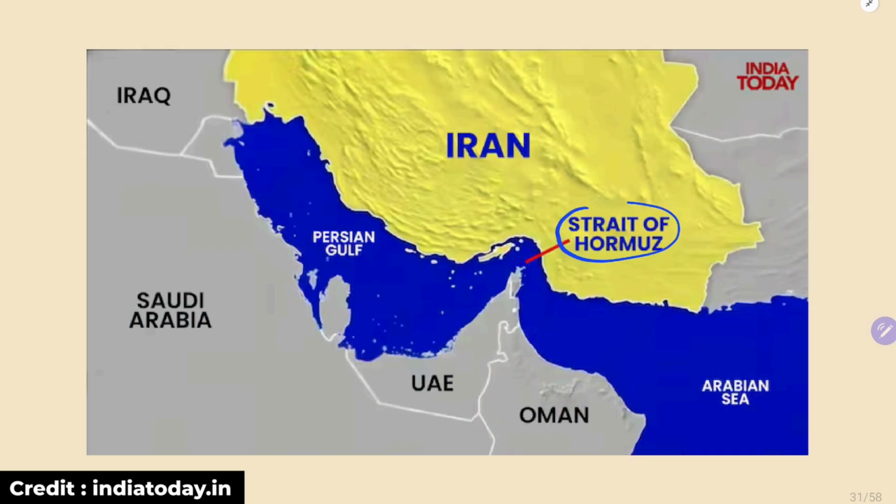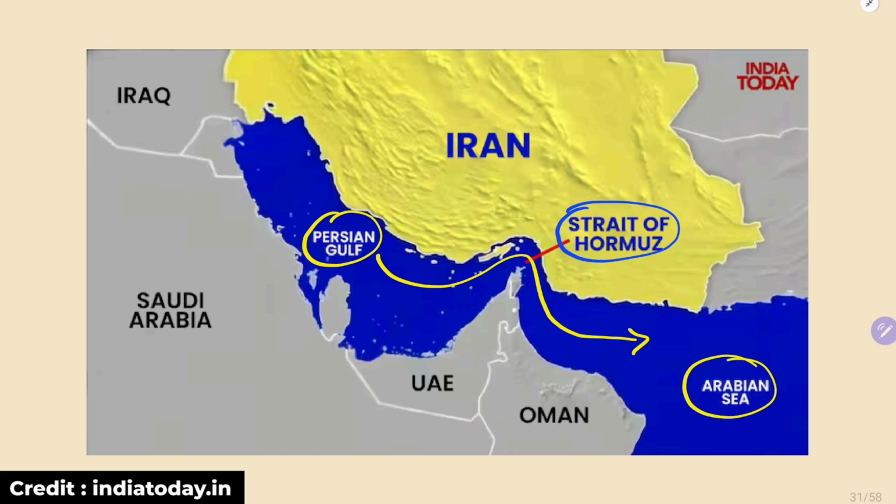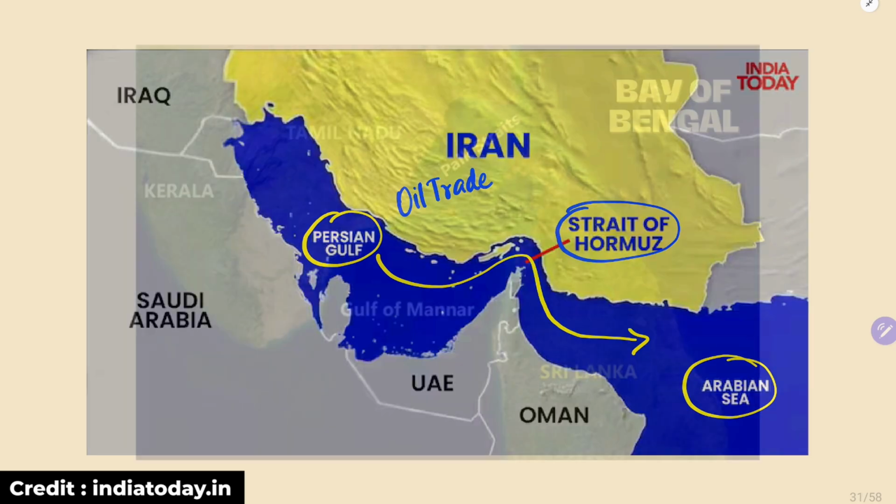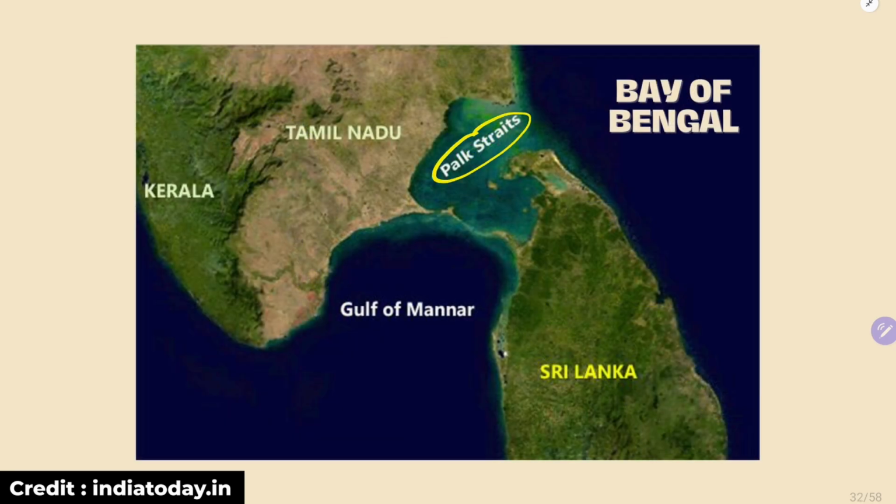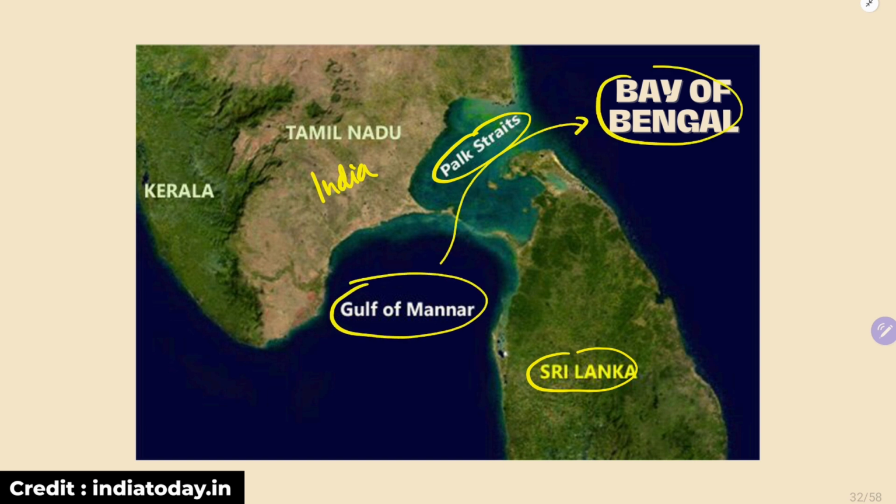Here you can see the Strait of Hormuz, which is located between the Persian Gulf and the Arabian Sea. It is one of the most important choke points in global oil trade. And lastly, we have the Palk Strait, which lies between India and Sri Lanka, connecting the Gulf of Mannar with the Bay of Bengal.